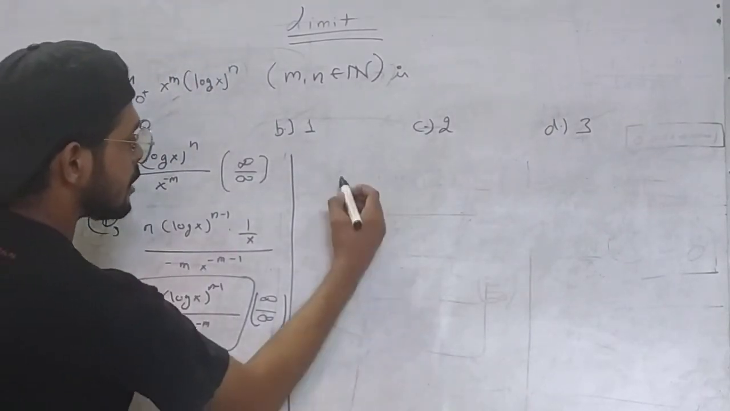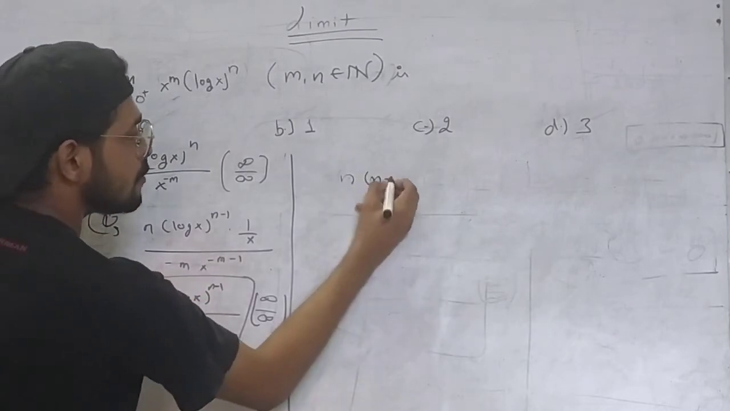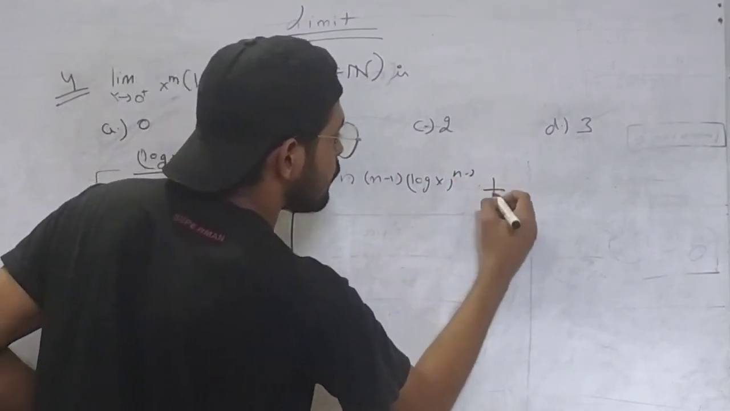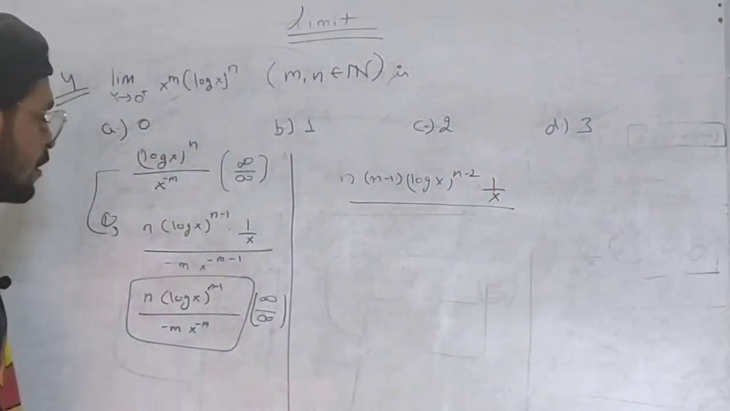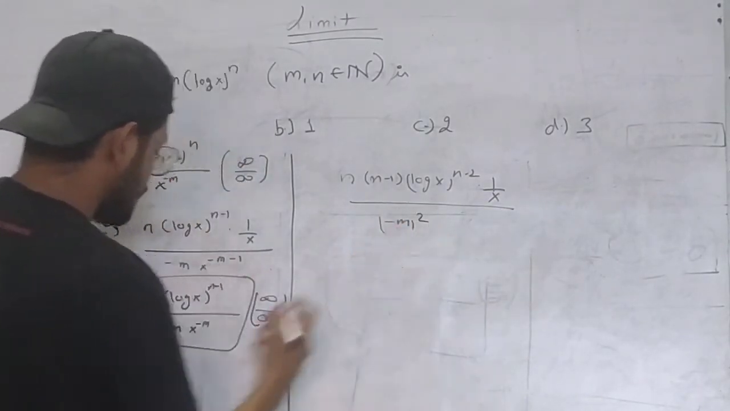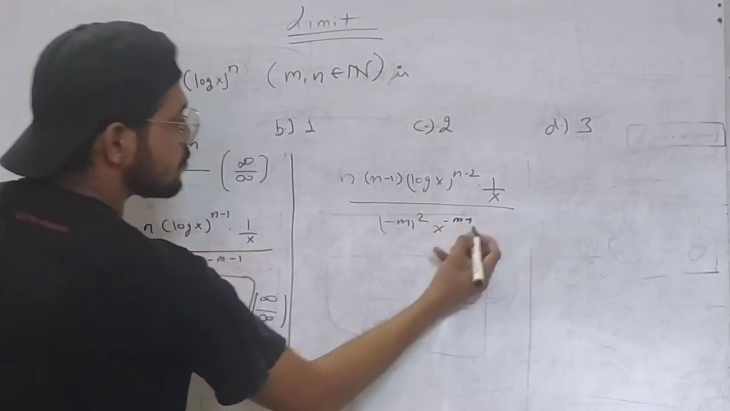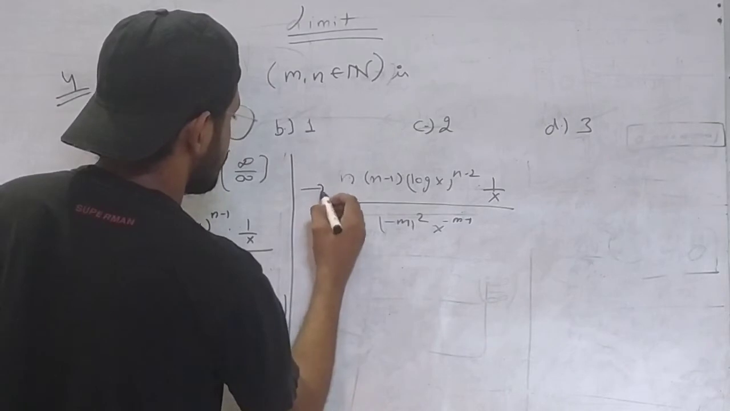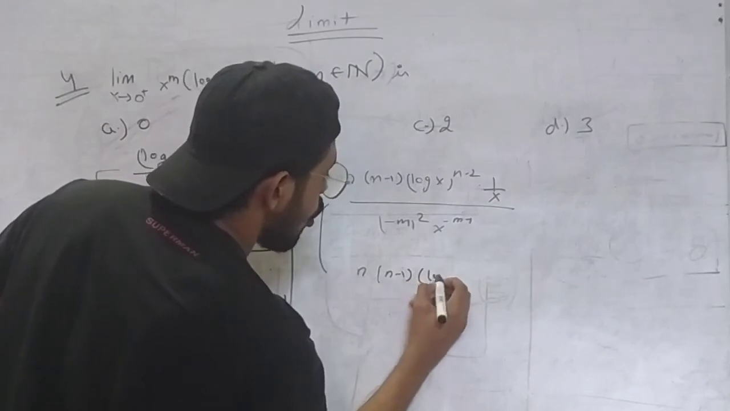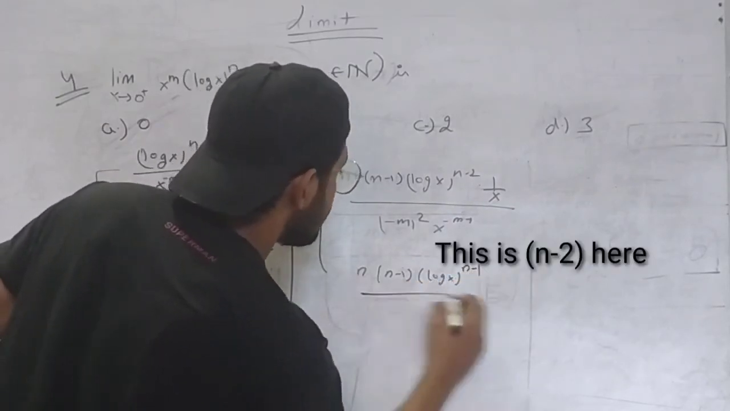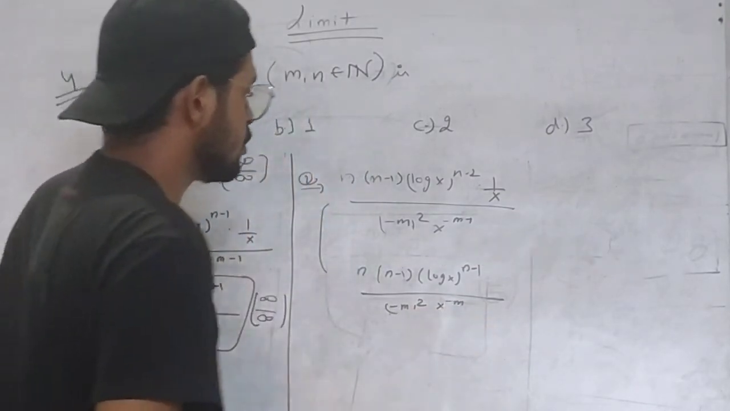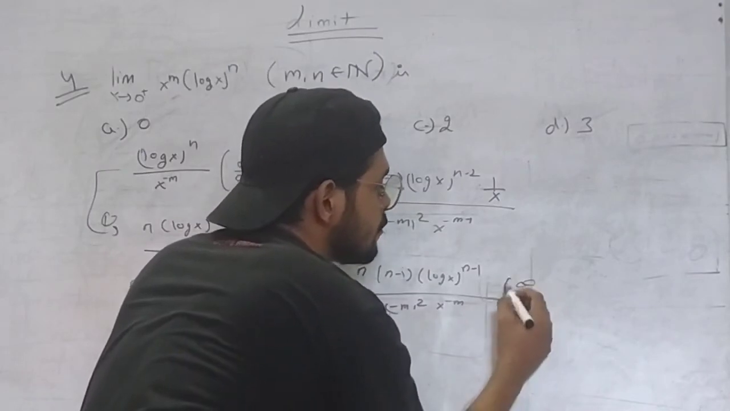If we differentiate it, it will be n into n minus 1 into (log x)^(n-2) by 1 by x, and then minus m, then minus m, so it will be squared, and then x^(-m-1). If we rewrite it, then it will be n into n minus 1 (log x)^(n-2) by (-m) whole square x^(-m). So this also will be in infinity by infinity form.